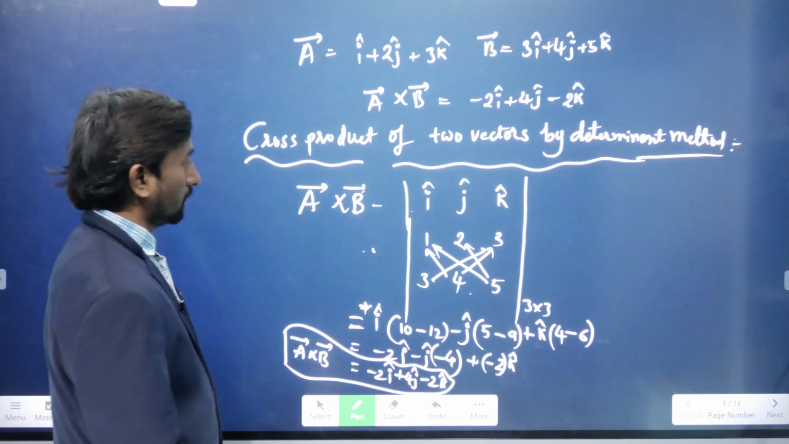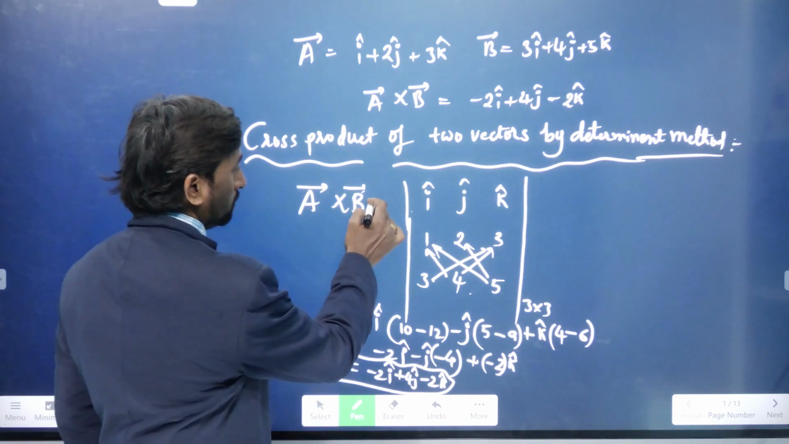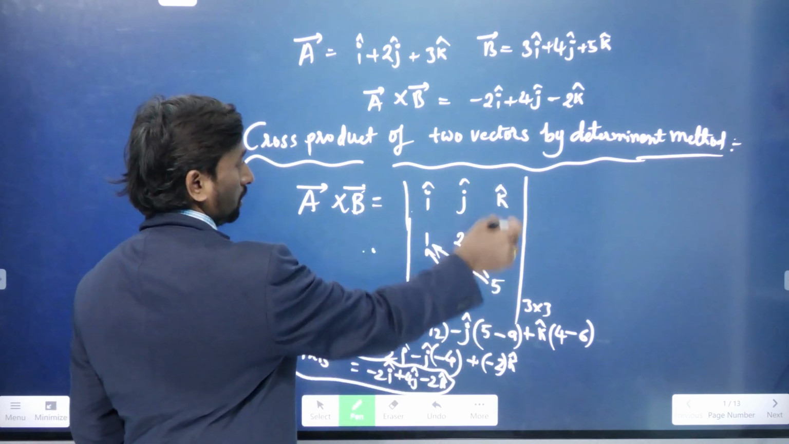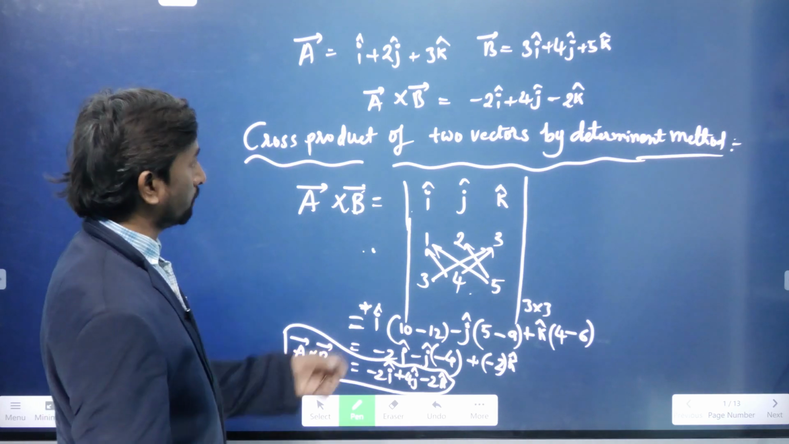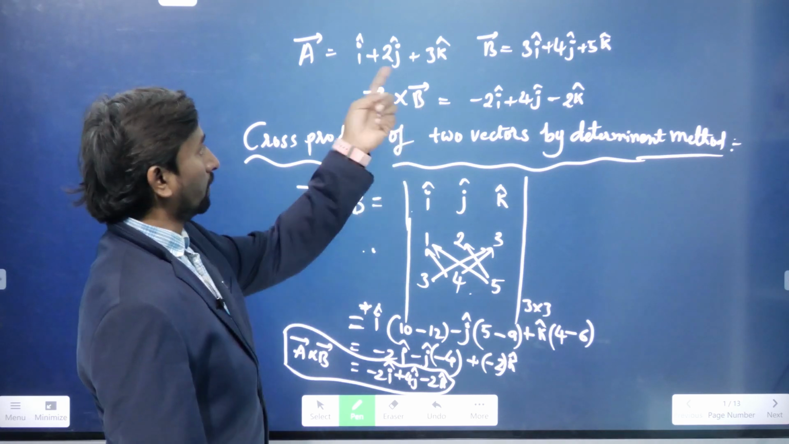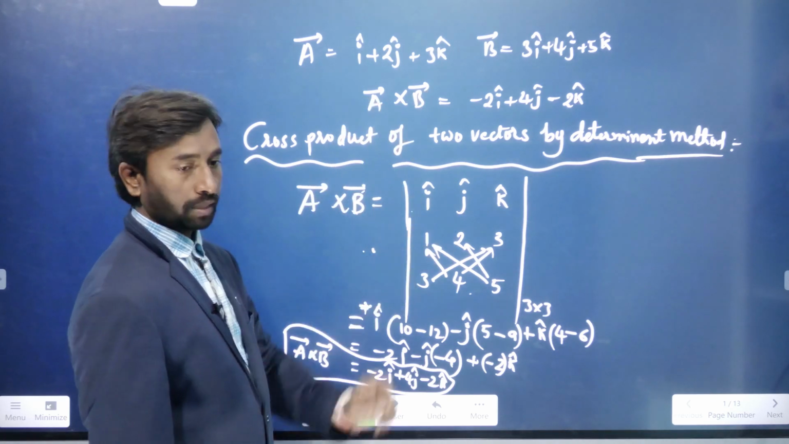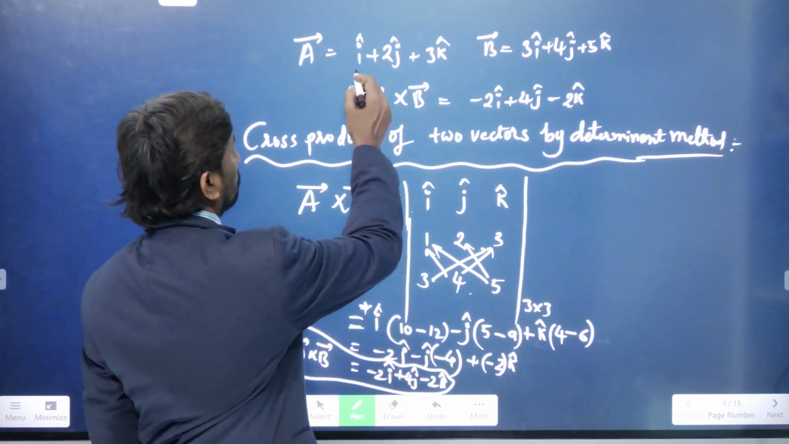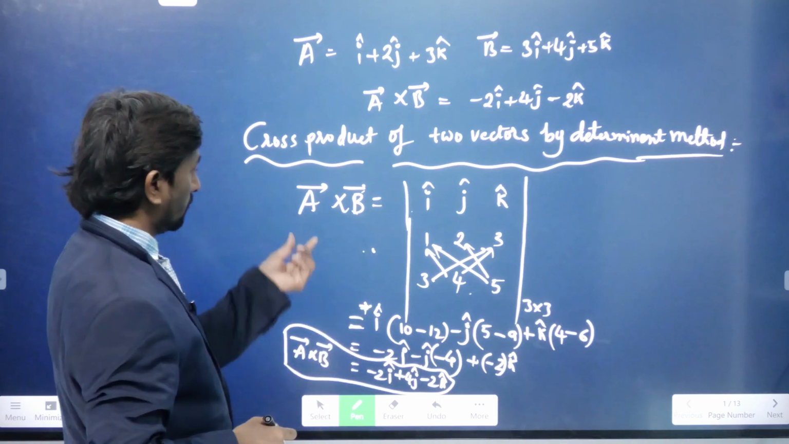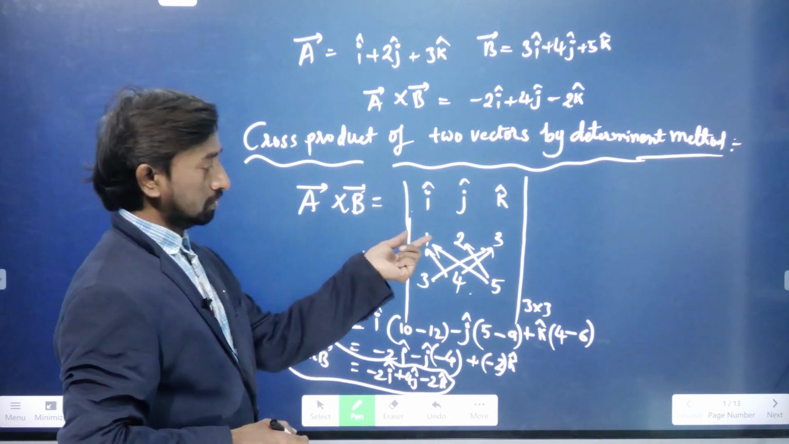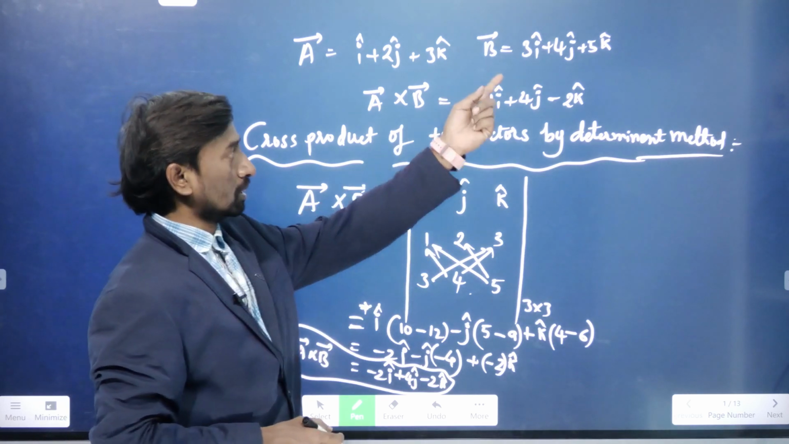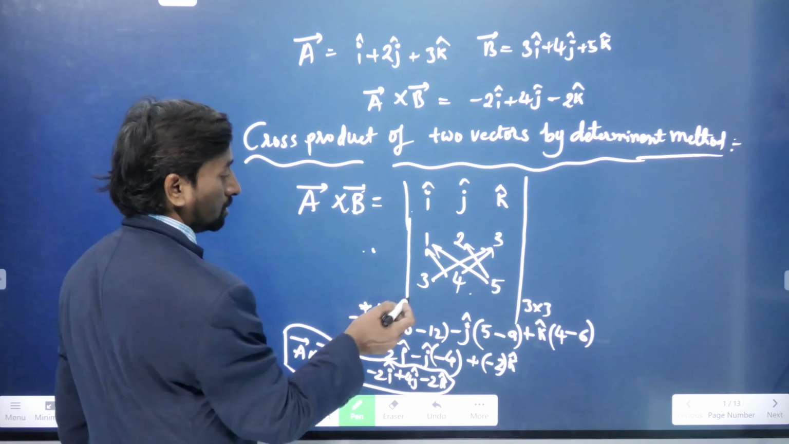Understood now? I will say here once again, A bar cross B bar is equal to, see here, we should draw a determinant, 2 lines, this is called a determinant. In the determinant we have to write the unit vectors of the two vectors. Common unit vectors are I cap, j cap, k cap. Now the coefficients of these unit vectors are 1, 2, 3 for the first vector, A bar. The coefficients of the unit vectors of the B bar vector are 3, 4, 5.